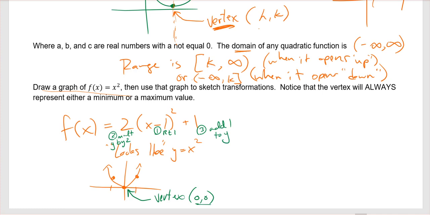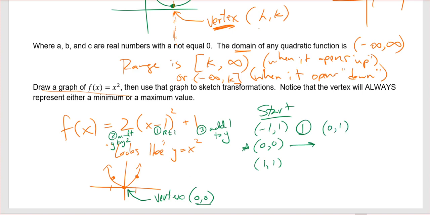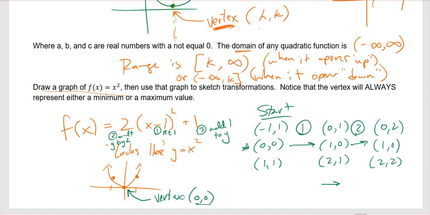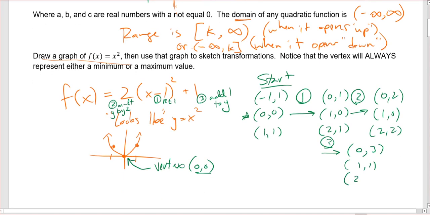So doing all these transformations, we can do the whole thing, right? Starting (negative 1, 1), (0, 0), and then maybe put a star by that one because it's the vertex, and we got (1, 1). So do these transformations. We go right 1 unit, so we're going to add 1 to the x value. So we got (0, 1), (1, 0), (2, 1). And then our second step, we're going to multiply all the y coordinates by 2. So we got (0, 2), (1, 0), (2, 2). And then we do the third thing, which is adding 1 to the y coordinates. So we're going to be at (0, 3), (1, 1), and then (2, 3).